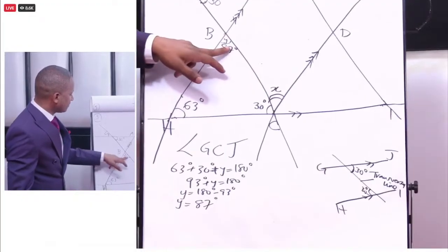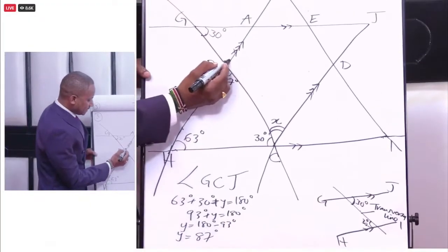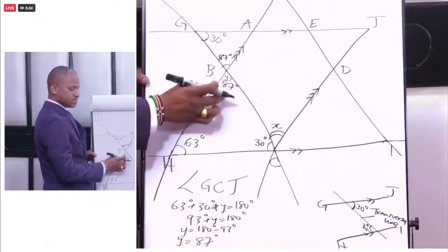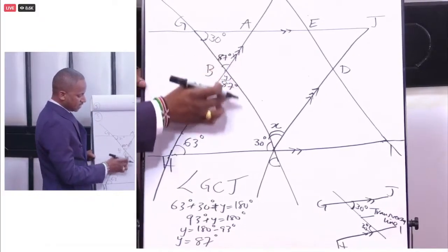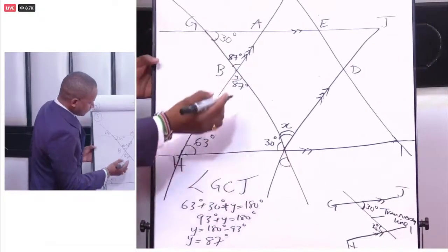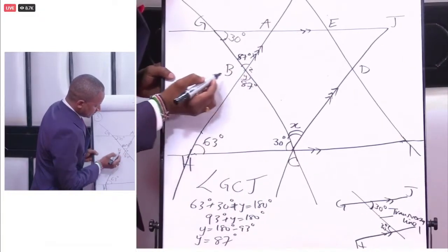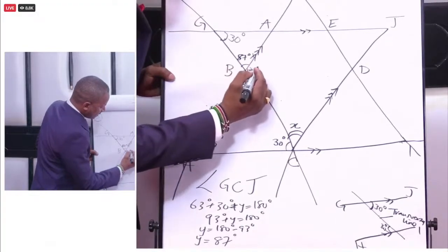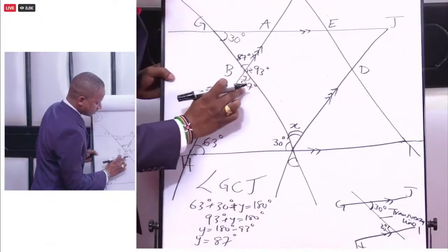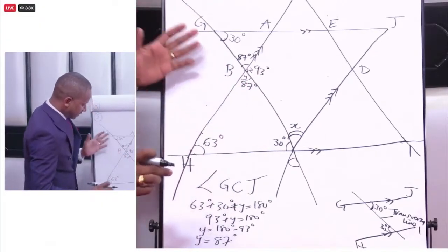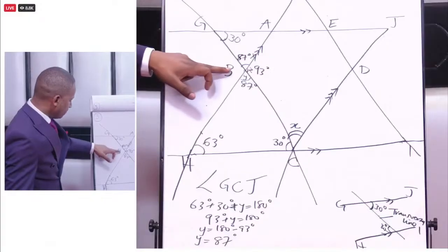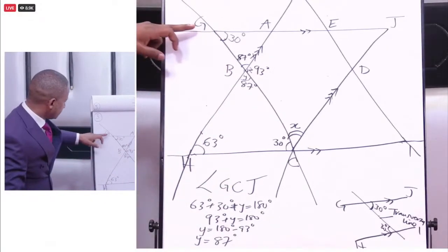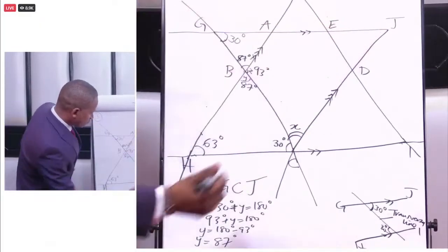If this angle is 87 degrees, this angle is also 87 degrees. What reason do you give? They are vertically opposite angles. Then again, you can get this angle Z, because angles in a straight line add up to 180 degrees. So angle Z is 180 minus 87 degrees, which is 93 degrees. But the question wants, find angle GCJ. GCJ, this is what we want.